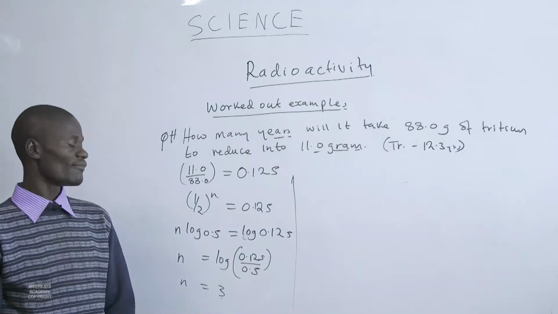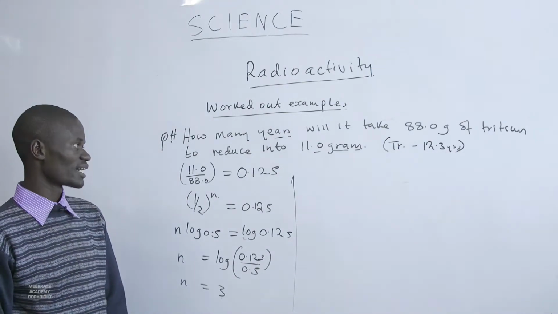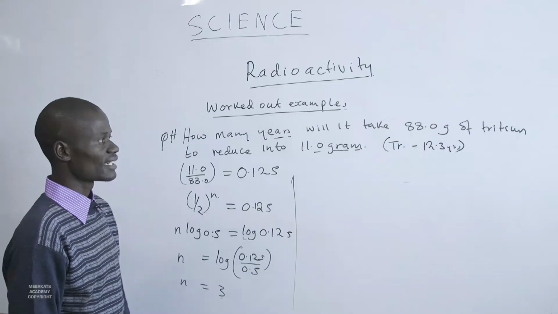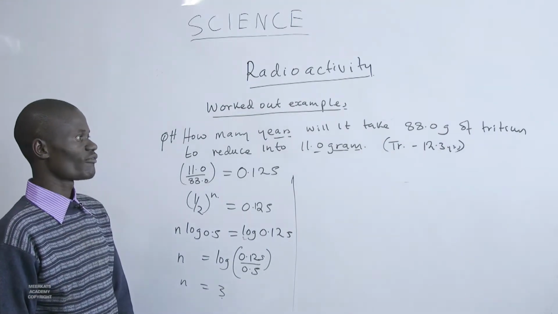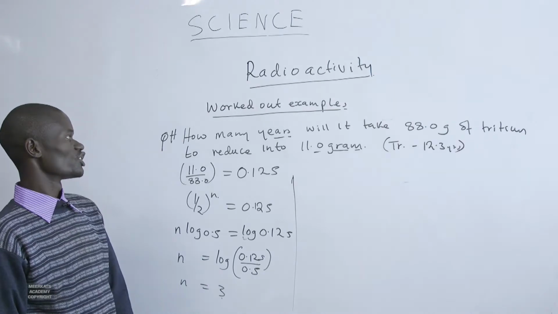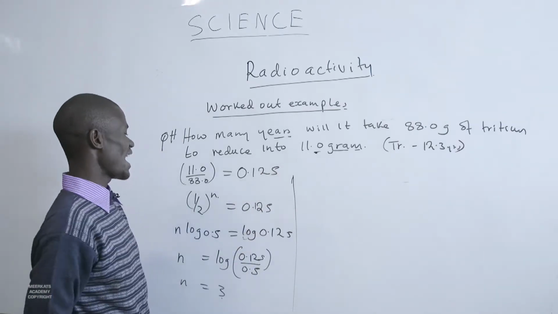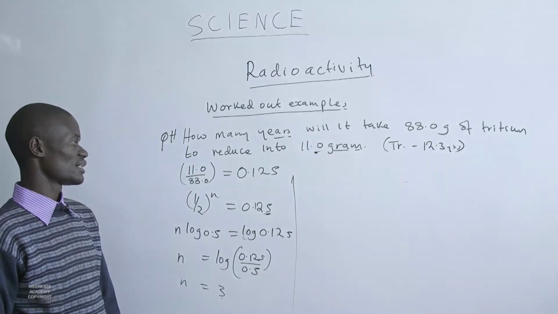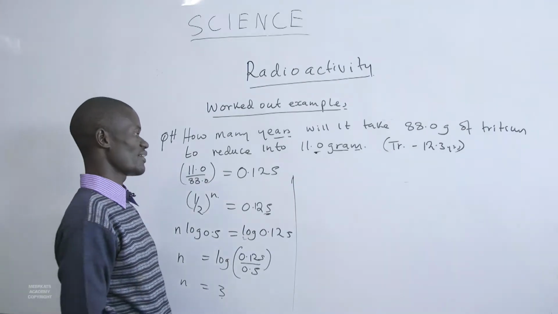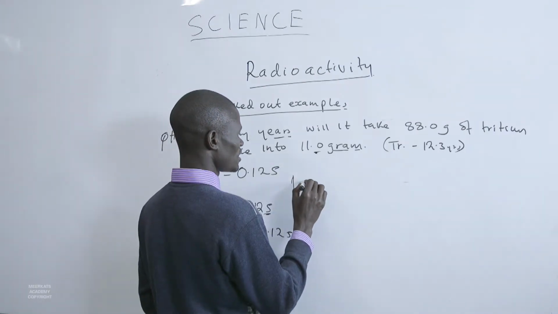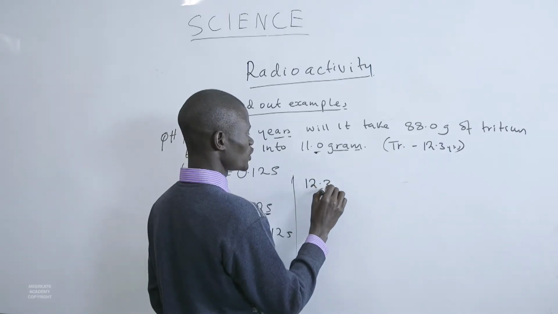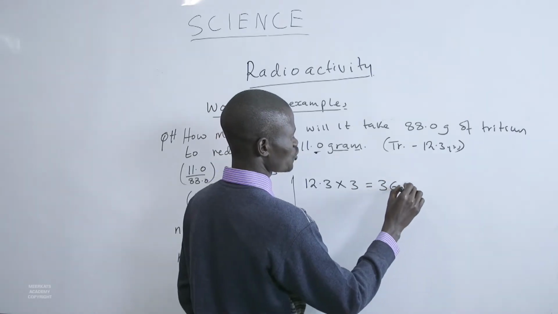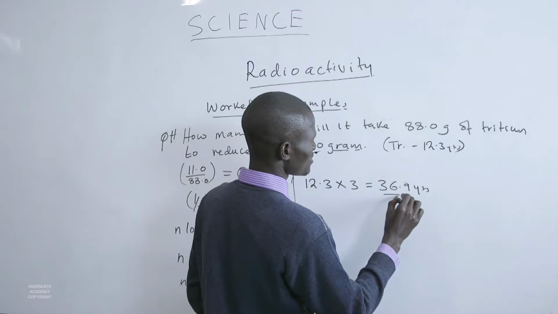Then we are finding out how many years it will take. If they have given us a hint that tritium takes 12.3 years to reduce by half, and this is in the category of 0.125, that means we take 12.3 and multiply it by 3, and then we get 36.9 years.